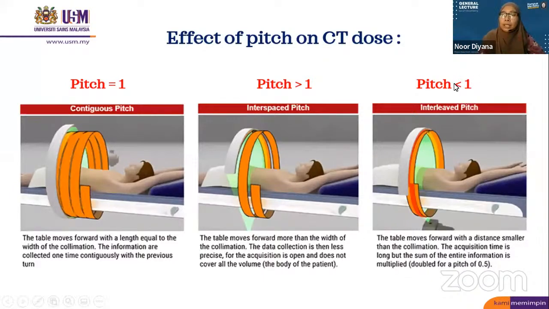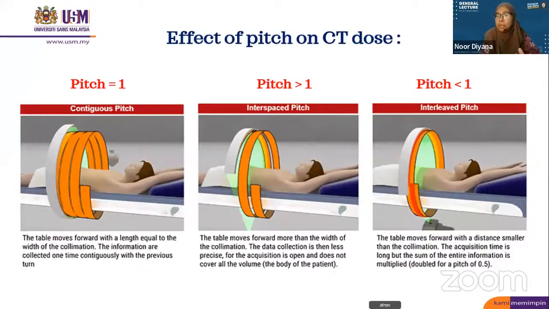Okay, but for small pitch, it is usually used in HRCT, high resolution CT for lung study, or we use it for cardiac imaging. Because cardiac imaging involves a moving organ, which is the heart, we need more signal. We need better spatial resolution, so we need to use pitch lower than 1.